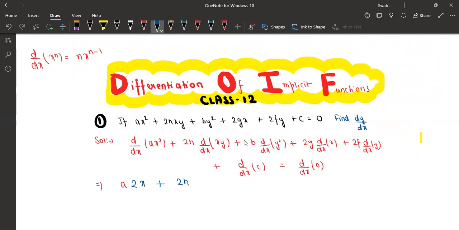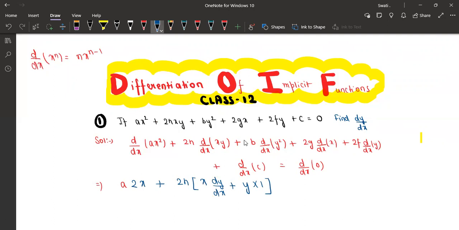Plus 2h as it is, and here you can see that we have to do the derivative of this function with respect to x only. Here we have the product of two functions, so we can use the product rule. We will keep x constant. If I keep x constant and do the derivative of y with respect to x, this will become dy dx, plus if I keep y constant and do the derivative of x with respect to x, that is 1.